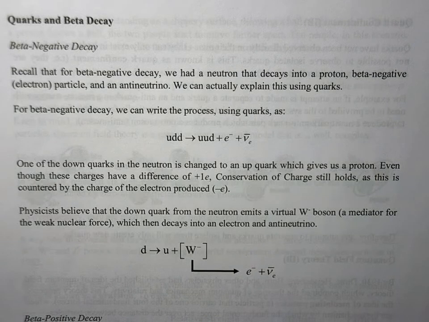When we looked at beta positive and beta negative decay a little bit earlier, I had mentioned there was some more explanation with respect to quarks that we needed to look at. Here's what we have going on now.